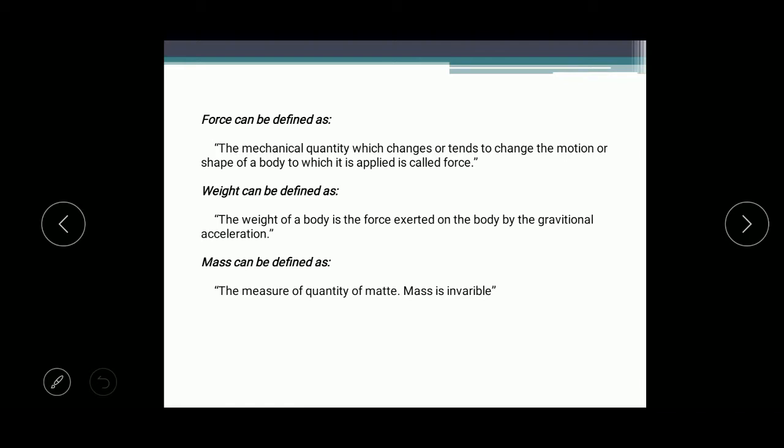Now if you see, the weight of a body is the force exerted on the body by the gravitational acceleration. Mass can be defined as a large body of matter with no definite shape. The relationship between force, weight and mass is that mass is the amount of matter in an object, whereas weight is the force exerted on an object by gravity.